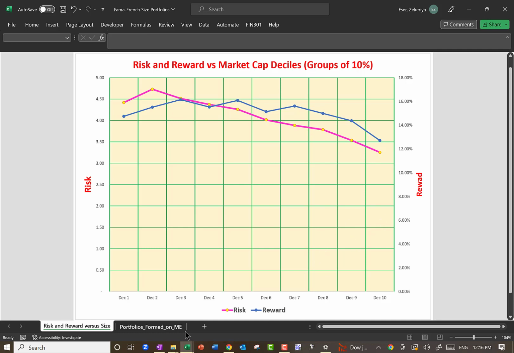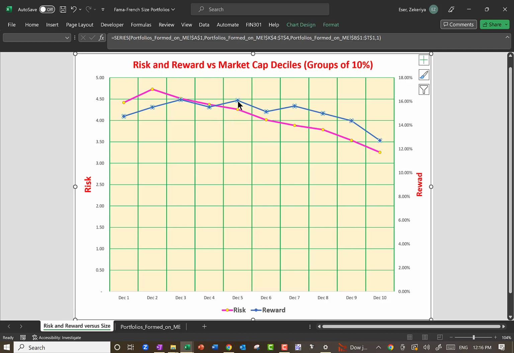Now, this is gonna lead us to ask the question, what's the difference? Compared to, for example, buying the decile 5 company has a higher return than decile 4 company, but it has also a lower risk. But the difference is not too much.